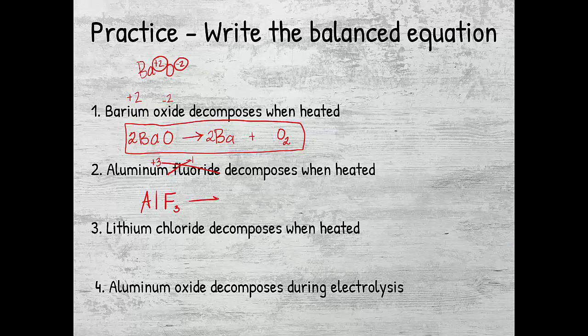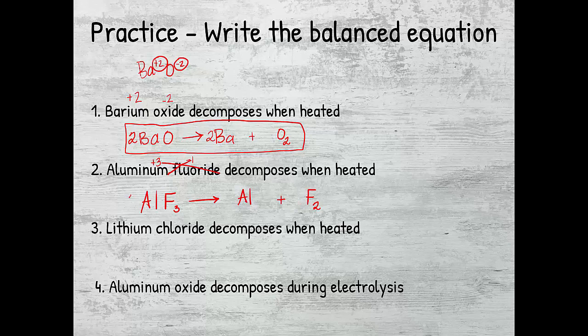Okay, what is this going to decompose into? The two elements are going to be Al and F. Do either of those elements need a subscript of 2? Yes, the fluorine does. Now, to balance this one, we have what I call the 3-2 split, or the 3-2 switcheroo. Fluorine has 3 on one side and 2 on the other. So I'm going to swap them.